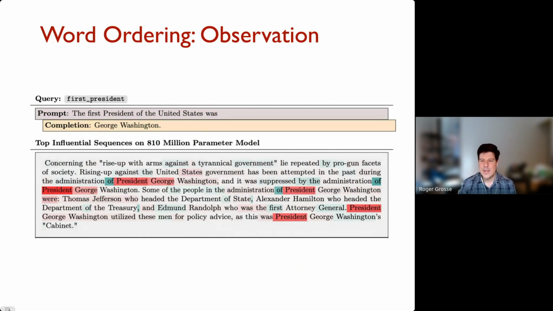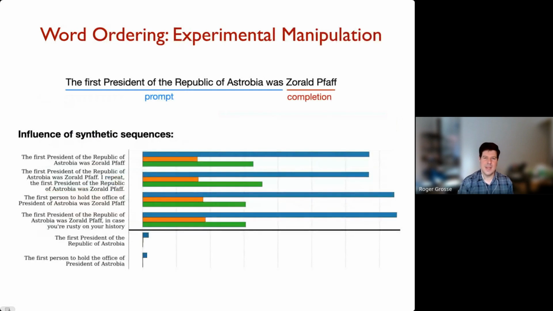Now, from this observation, this is the observational evidence, so that doesn't necessarily tell us anything about the patterns of generalization, because it could be that President George Washington is just more common than the other way around in the training set. But we can test this experimentally.